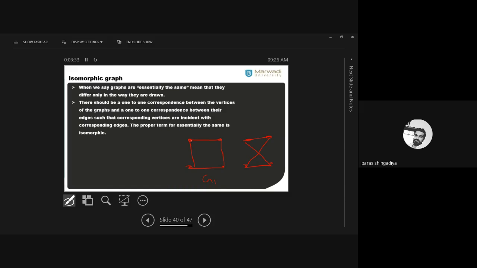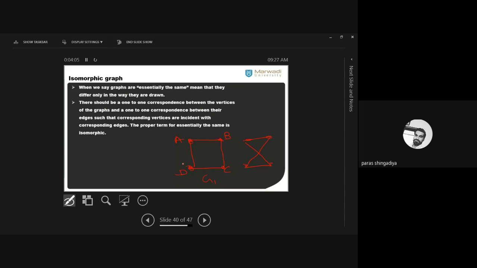Clear? So we have to check the one-to-one correspondence between the vertices. Here that is vertex A, that is B, it is C, and D. There are 4 vertices mentioned in G1, and you have to check whether G2 is isomorphic to G1. How can we check they are isomorphic to G1? So you have to check the one-to-one correspondence between the vertex sets of both graphs, as well as the one-to-one correspondence between the edge sets of both graphs. So what is the meaning of one-to-one correspondence?